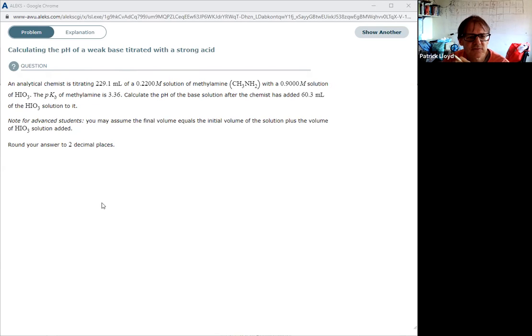Calculating the pH of a weak base titrated with a strong acid. An analytical chemist is titrating 229.1 milliliters of a 0.2200 molar solution of methylamine with a 0.9000 molar solution of HIO3. That's iodic acid. The pKb of methylamine is 3.36. Calculate the pH of the base solution after the chemist has added 60.3 milliliters of the HIO3 solution to it.